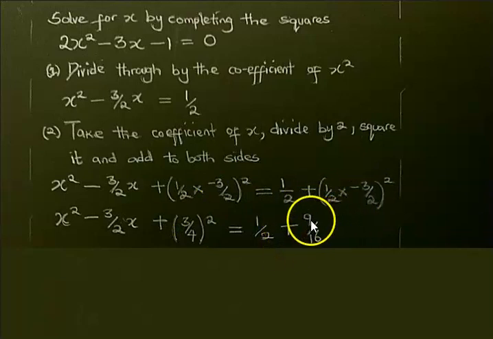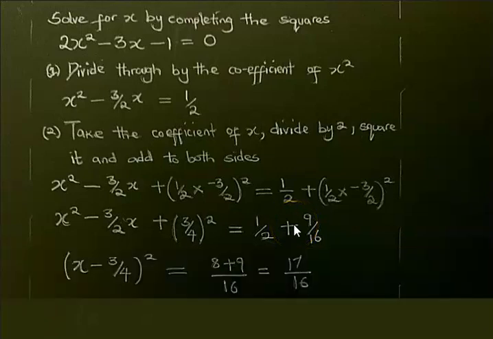That's the reason why (3/4)² equals 9 over 16. So we are going to further simplify this, and we are going to be getting 1 over 2 plus 9 over 16, which gives us this if we simplify it.